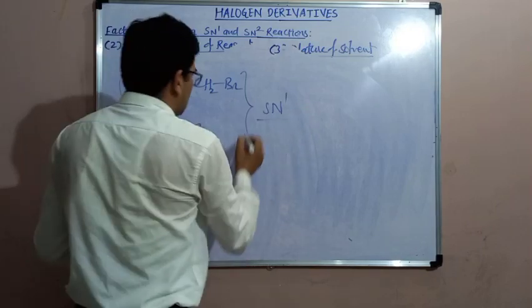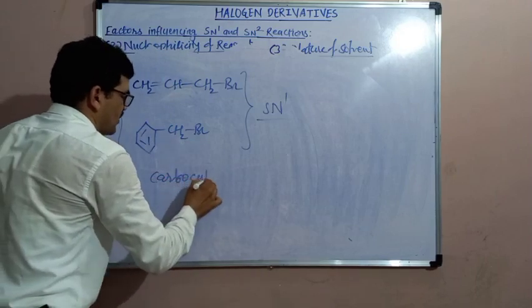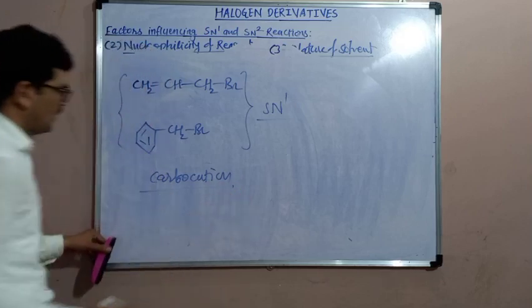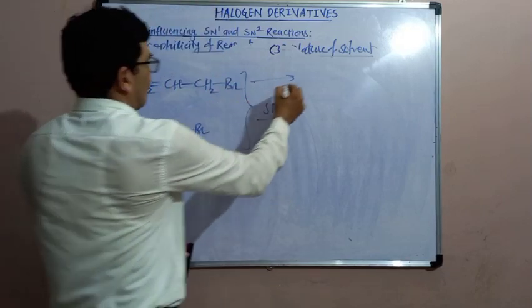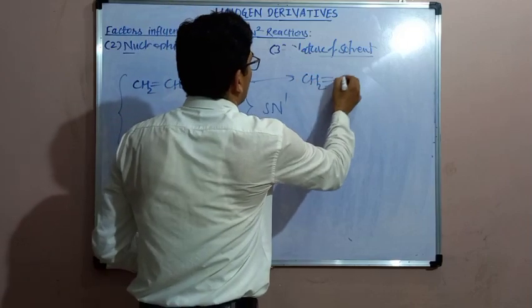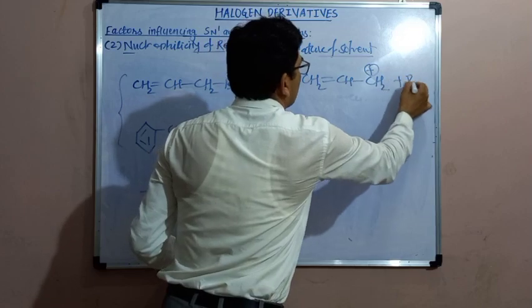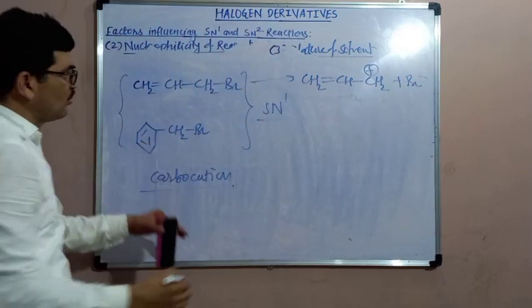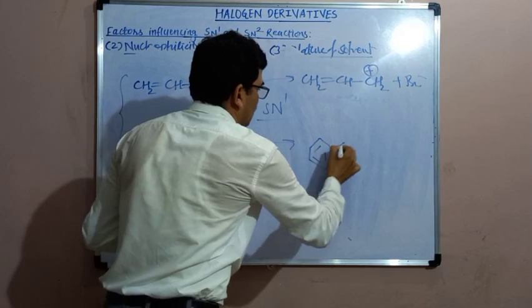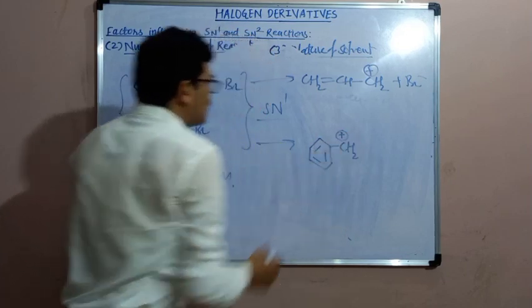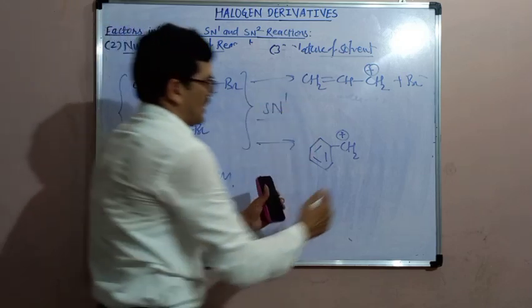So here the reason is, you know that in the SN1 reaction there is a formation of a carbocation as an intermediate in the first step. Carbocation is formed in the SN1 reaction. Now which carbocation will it give by the heterolytic fission? It will give the allyl carbocation, CH2=CH-CH2 positive plus Br negative. Allyl carbocation, and it will give the benzyl carbocation. Benzyl carbocation.